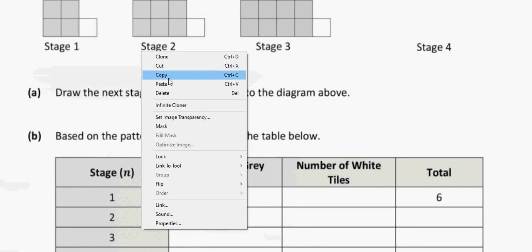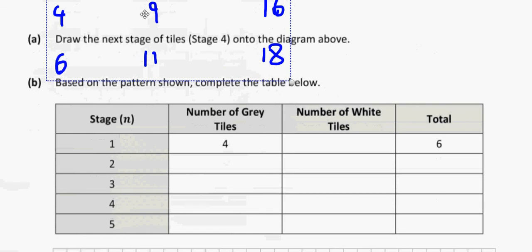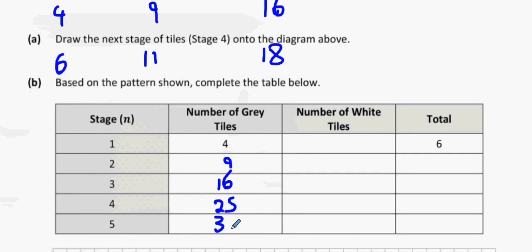All right. Here again. Actually, I didn't need them in the end. All right. So what's this then? 4, 9, 16. What's the next one going to be? 5x5 and then 6x6. White tiles: 2, 2, 2, 2, 2. And then 11, 18. What's after 18? And 38.